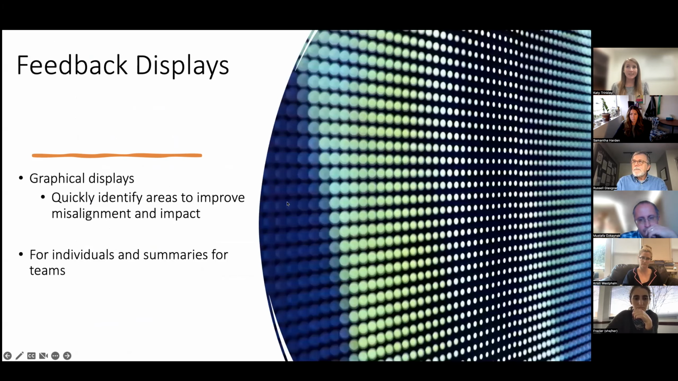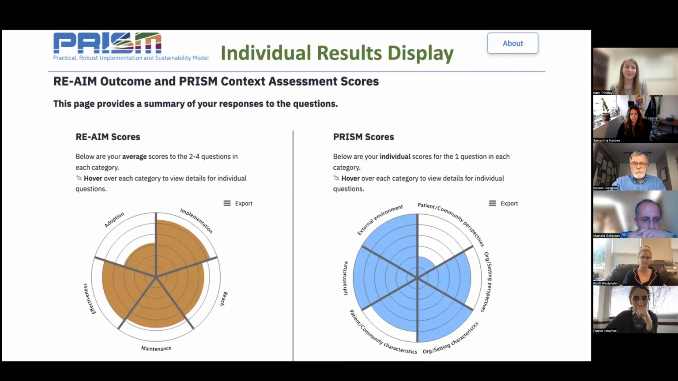Once a user has answered the series of 21 questions, their results are automated and summarized for them in visual and graphical displays that allow the user to quickly look and see, oh, this is an area where I could make a change to improve alignment or impact. These displays are tailored to the individual and or the team. So it will summarize each individual of your team's responses. I'm not ready to show you the team visual displays yet, but I can share with you an idea of what the individual graphical displays are.